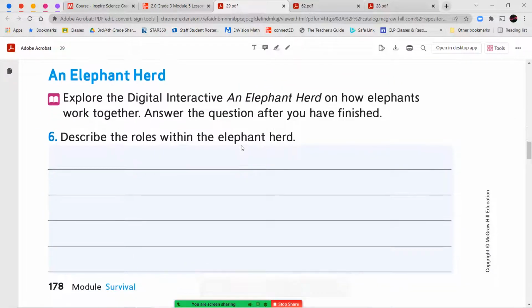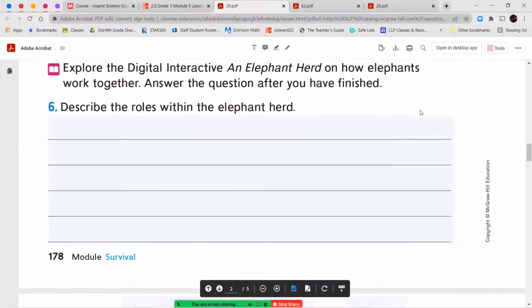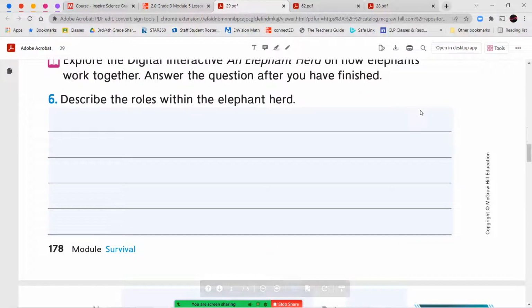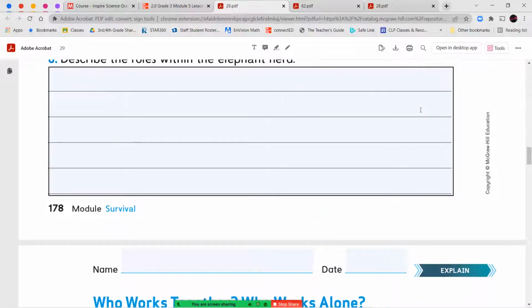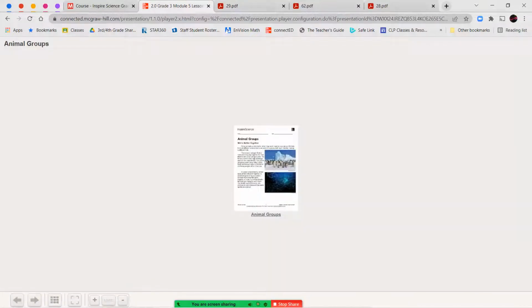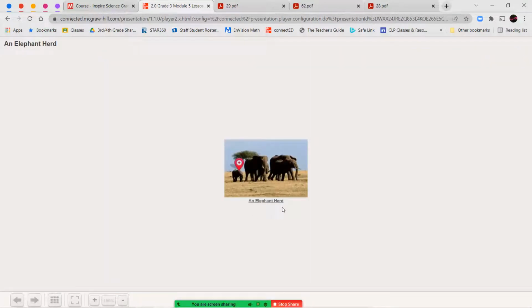After you've answered those, we're going to take a look at this section titled Elephant Herd. We're going to explore the digital interactive on elephant herds and how elephants work together. Then we're going to answer the question after we finish. Our question for this section says, describe the roles within the elephant herd. So tell me what each person in the elephant herd does. Not each person, what each elephant in the elephant herd does. My apologies.